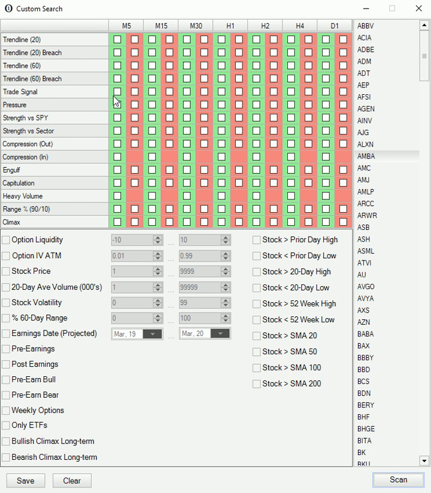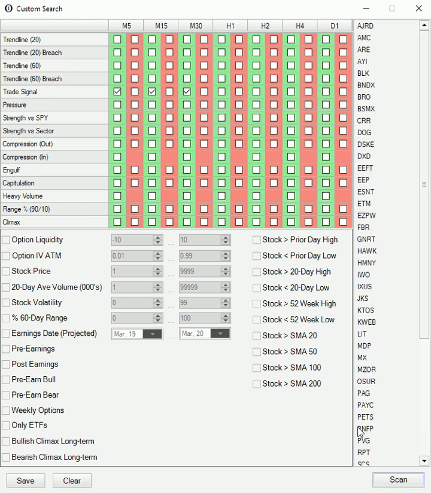Trade signal. I have proprietary trade signals that I've devised, and you can use them across all time frames. My trade signals, by the way, are very, very good. So if I marked M5, M15, and M30, this stock would have to have a bullish trade signal across all of these time frames in order to return a search. So let's just hit scan and you can see a lot of stocks will come up.